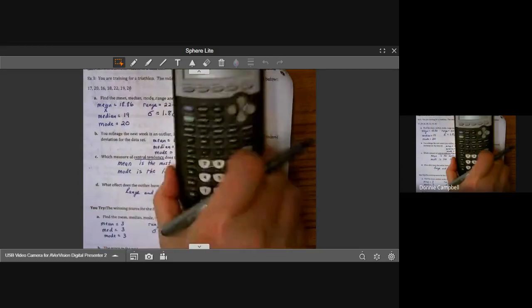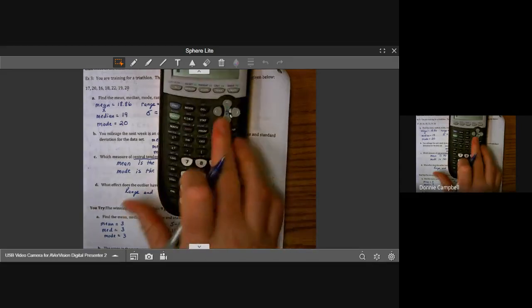And then your range, so these are your measures of central tendency. These here, correct? And then these two here are your measures of dispersion, or the range and the standard deviation.